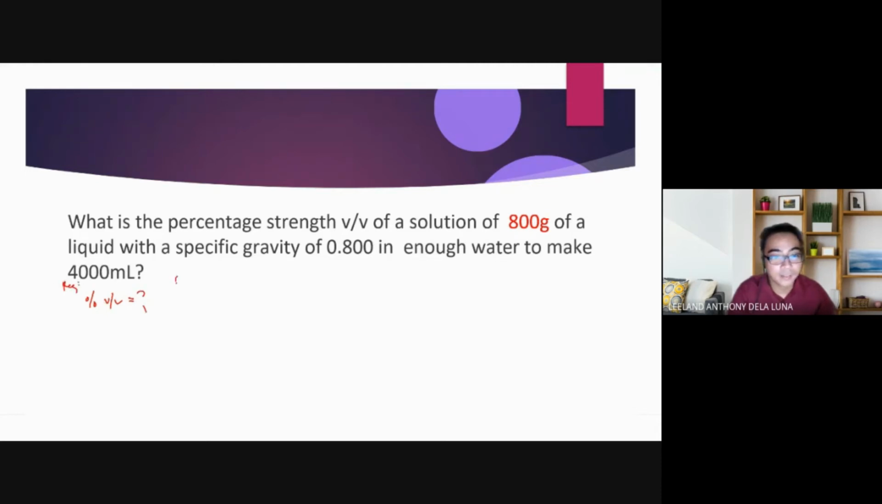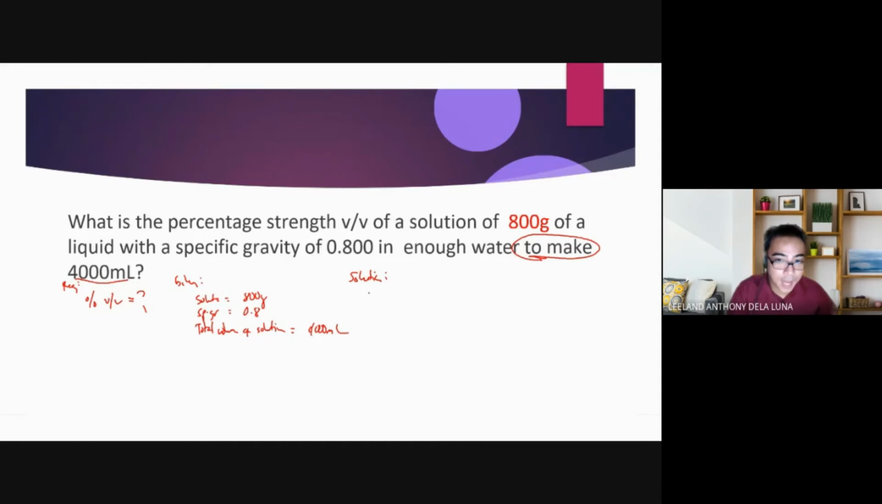Ito yung required. Ang given sa akin, solute is equivalent to 800 grams. Okay? Ang specific gravity niya would be 0.8. Tapos, ang total volume of solution, kasi sabi dito, enough water to make 4,000 ml. So, ibig sabihin, total volume of solution ko would be 4,000 ml. So, therefore, class, how do I solve for this?